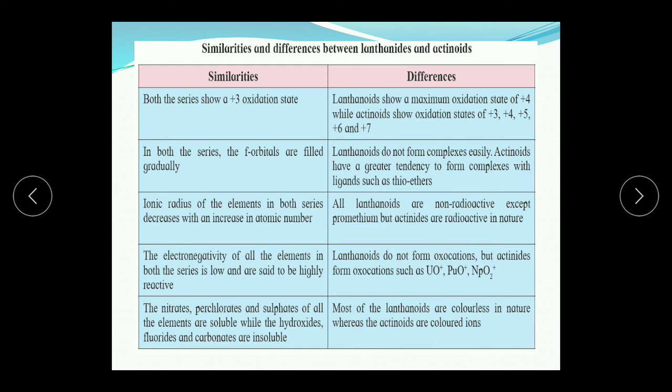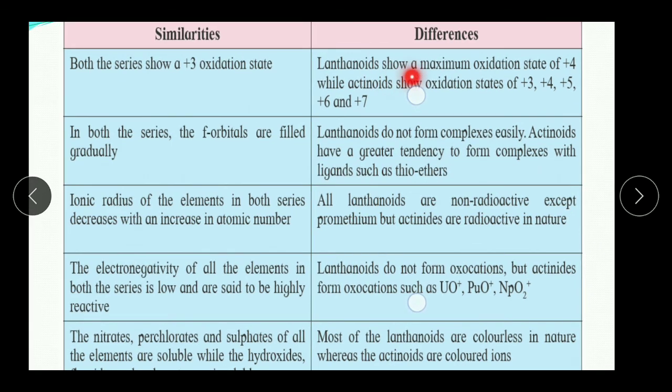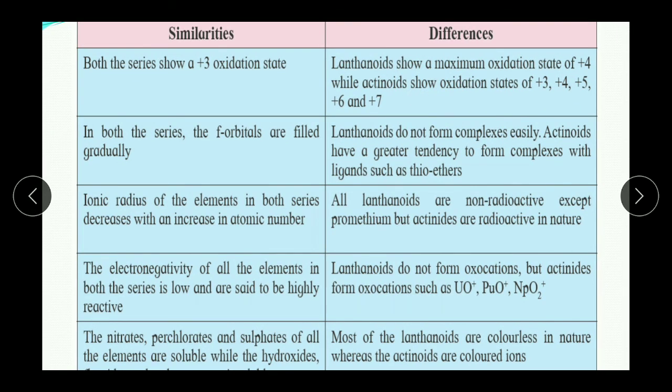Now, because of the similar last shell electrons, they must have similar properties. But there are some differences as well. So separately we'll study similarities and differences in lanthanides and actinides. So let us start with similarities. Both the series, lanthanides as well as actinides, show +3 oxidation state. In both the series, as they are F block elements, the f orbitals are filled gradually.